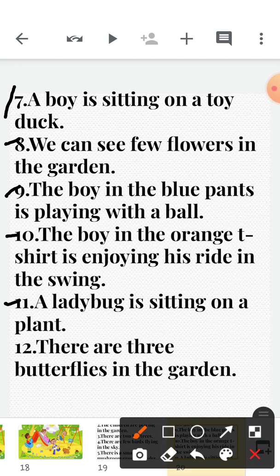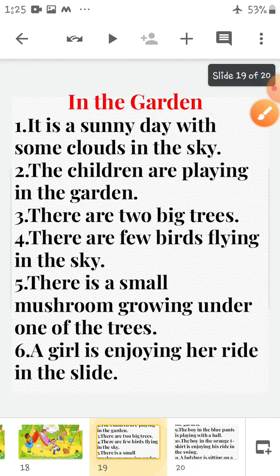Okay, children. Now these were the sentences based on the picture. Let's revise it once again. In the Garden. It is a sunny day with some clouds in the sky. The children are playing in the garden. There are two big trees. There are few birds flying in the sky.